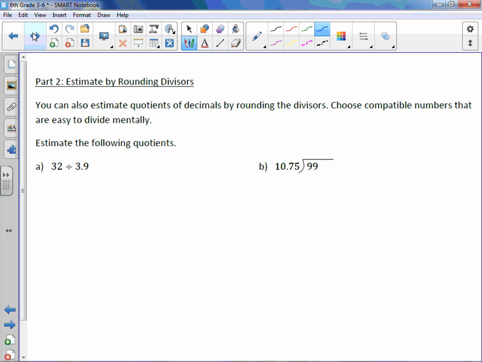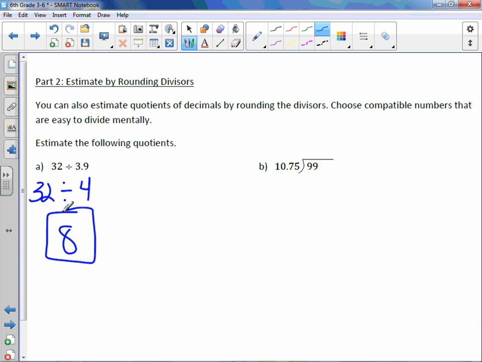Estimate by rounding the divisors. You can also estimate quotients of decimals by rounding the divisors. Choose compatible numbers that are easy to divide mentally. Estimate the following quotients. So 32 divided by 3.9. Here think of 3.9 is closest to what factor of 32? Well, 4 is a factor of 32. So I would estimate 3.9 to be 4, and 32 divided by 4 is 8.